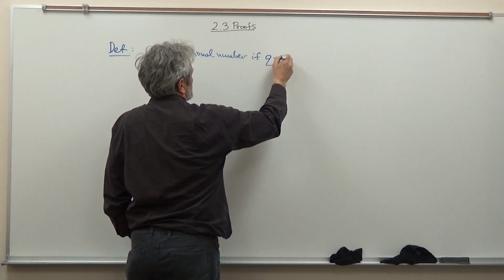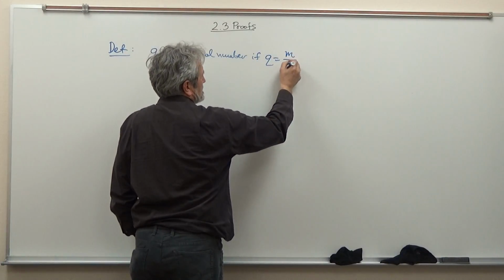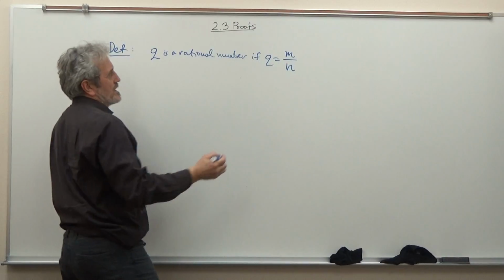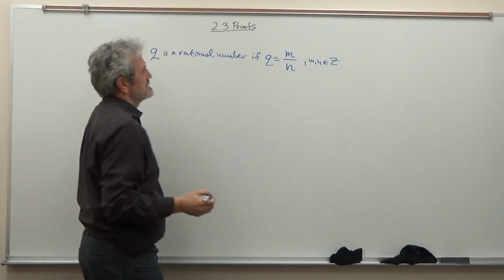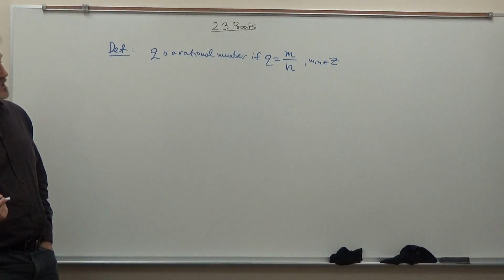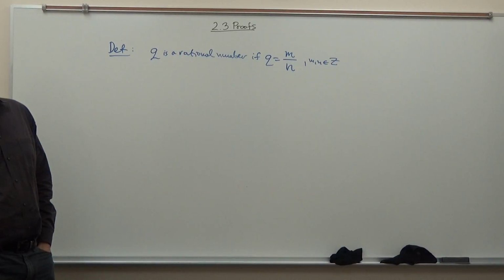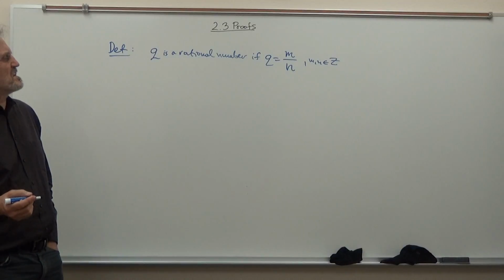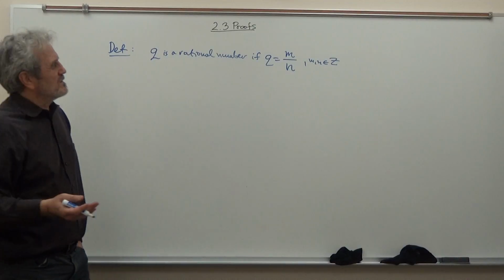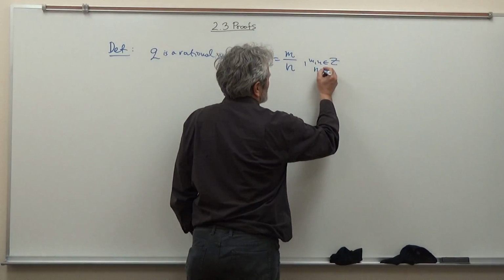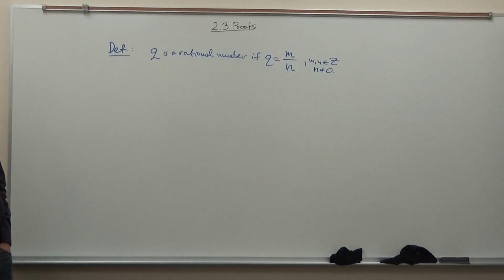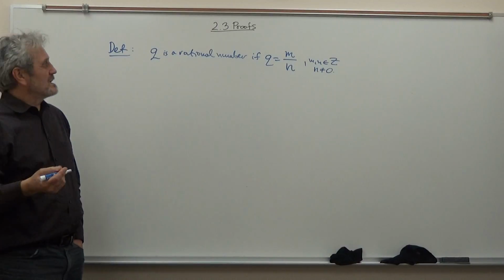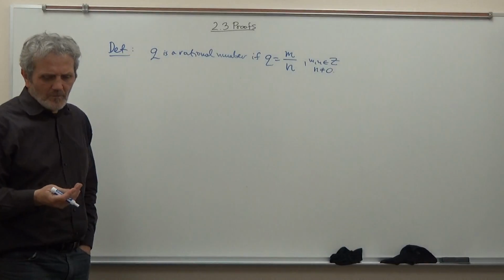if q is basically a fraction, m over n, where m and n are both integers. And what else is very important? That n is not 0. Sometimes we also say that n is positive on its own, but generally we just say n is not 0. So if you can find those witnesses m and n so that you write your number as a fraction, then you are saying that q is a rational number.